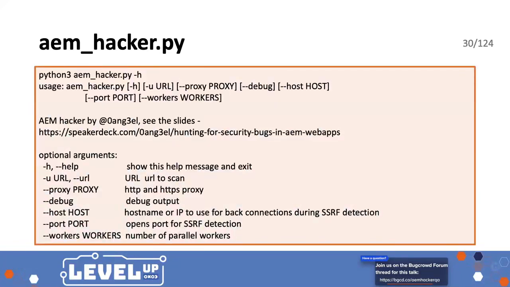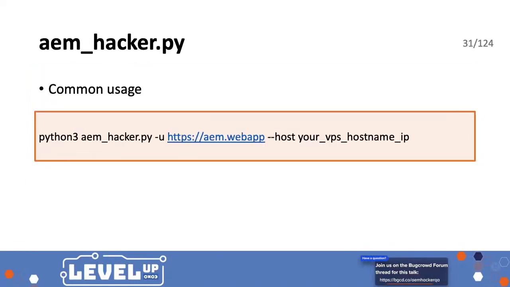Here is the help message for the tool. It supports multiple workers, threads, and ability to specify proxy for all requests. With host parameter, you specify IP address or host name of your VPS. This is required for SSRF detection. Parameter port allows you to specify a port number on your VPS for back connections. Default port number is 80. Commonly used command line is presented here.